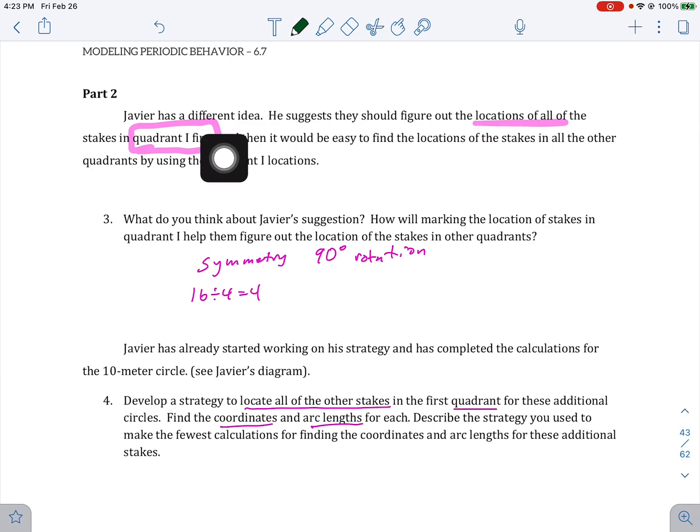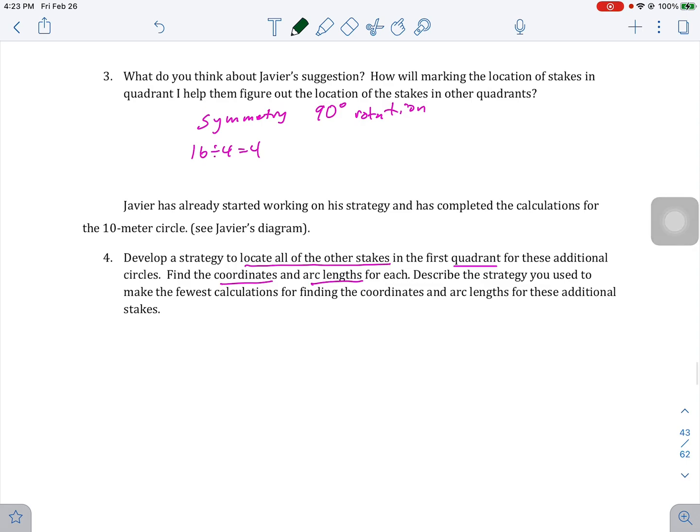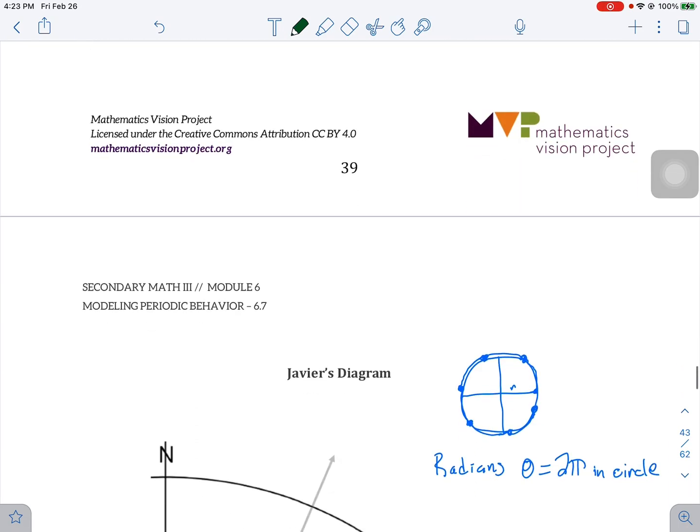Okay, and so Javier likes locations of quadrant 1, and then you can just use rotations for the rest, and that works because we have 16 stakes. 16 divided by 4 is 4, so you could do 4 in each quadrant, and then you could rotate it. And so what you're going to do in this problem is you're trying to find location of stakes in the first quadrant, as well as the coordinates and the arc lengths for each. So the coordinates are the location, and the arc length is the distance. So let's look at how we could do that.